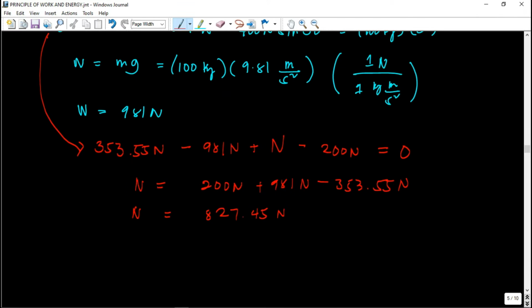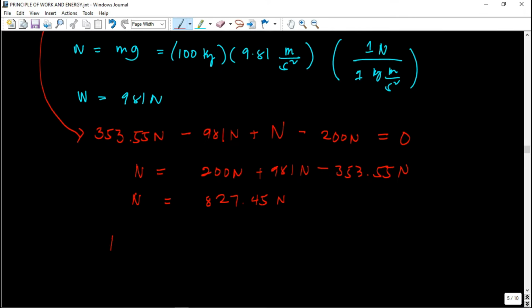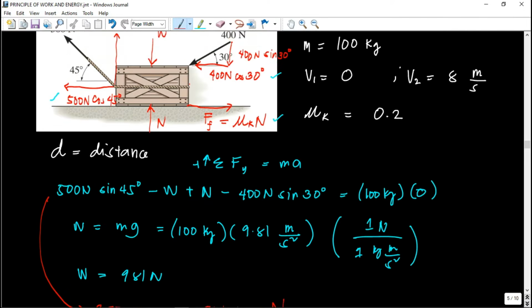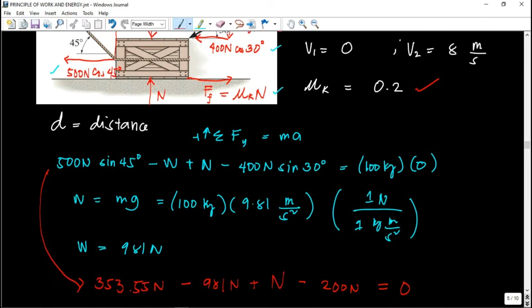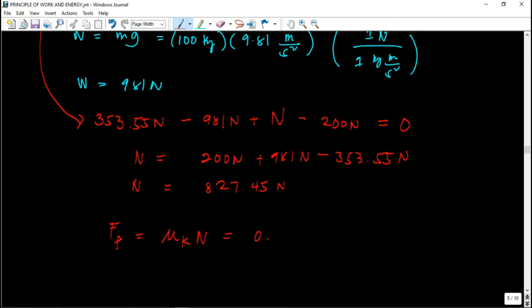We can now get the frictional force. The frictional force is given by the coefficient of kinetic friction times the normal force. From the problem, we are given a coefficient of kinetic friction of 0.2. So that is 0.2 times 827.45 newtons. Our frictional force is given by 0.2 times that, so that is 165.49 newtons.